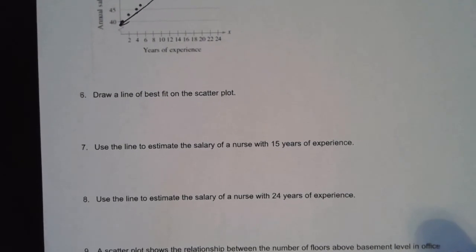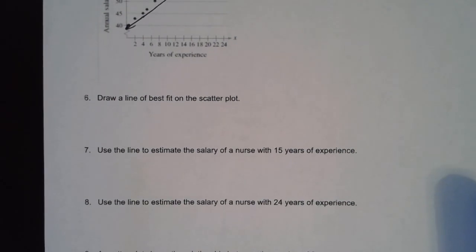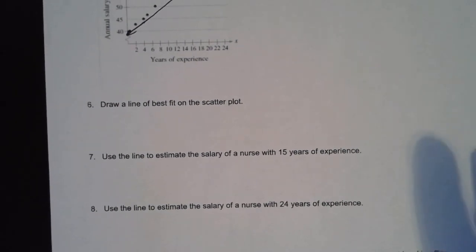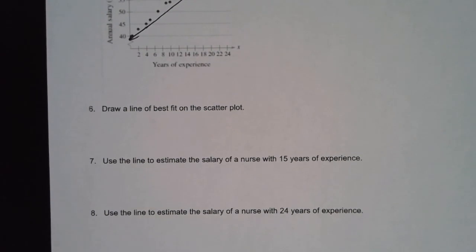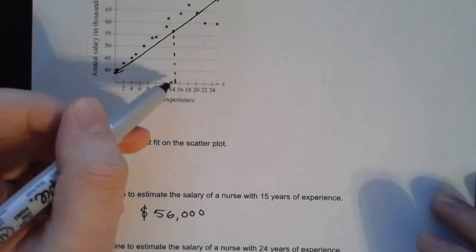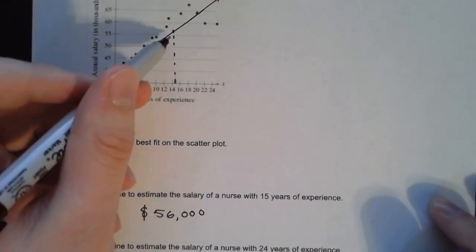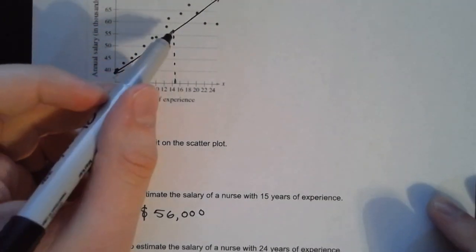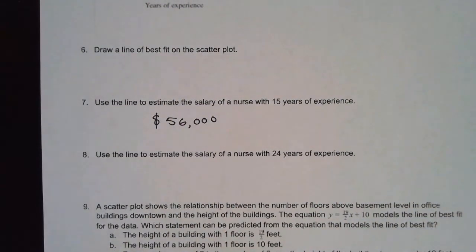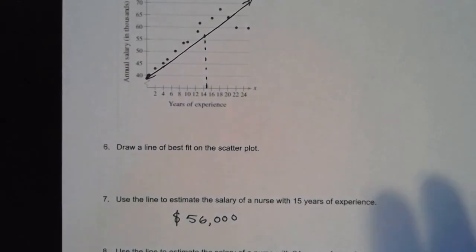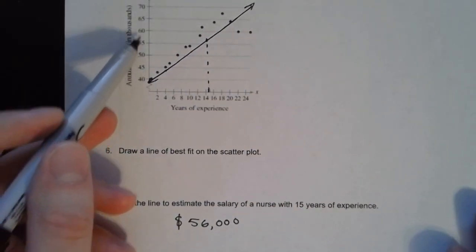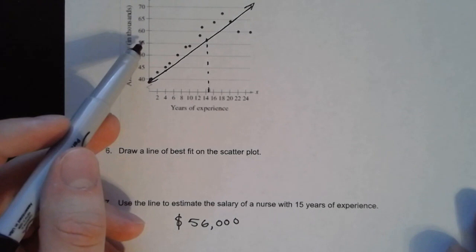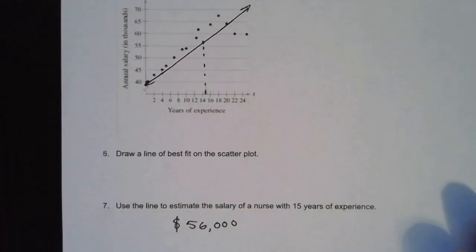For 7, it says use the line to estimate the salary of a nurse with 15 years experience. So for that, I took a point at 15 and I drew as straight up as I could, and it looks like it's about 56,000 to me. Again, your answers will vary, but I think somewhere between 55 and 60 is where that point should end up.